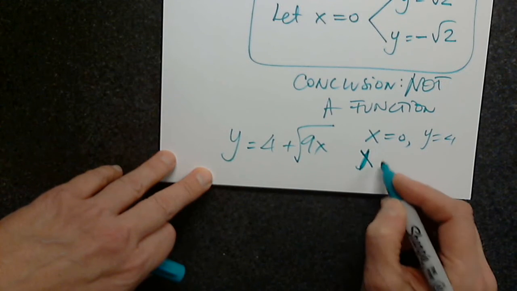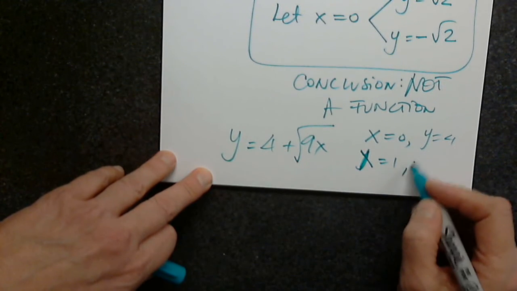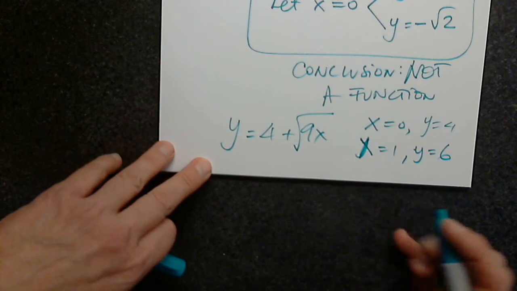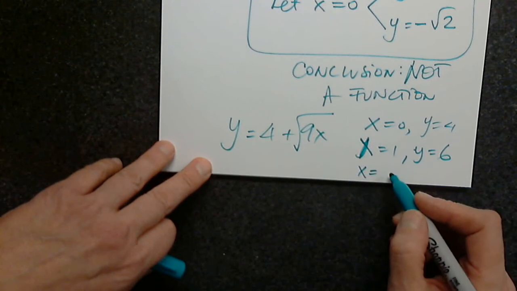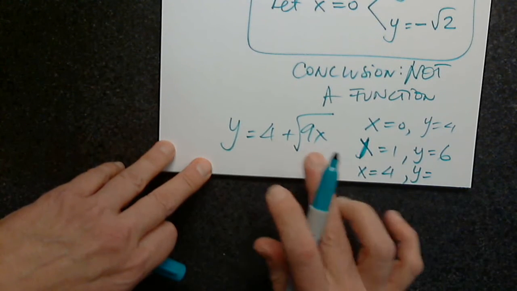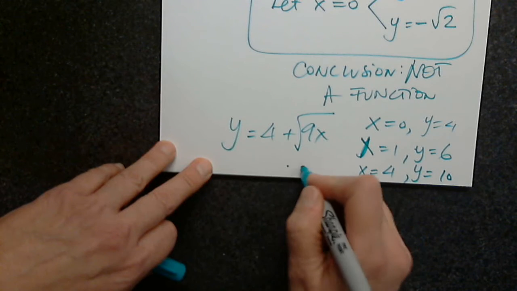So when x is 0, I get y equals 4. When x is 1, I get y equals 2 plus 4, 6. When x is 4, I get the square root of 36, 6 plus 4 is 10. And I can go on forever.